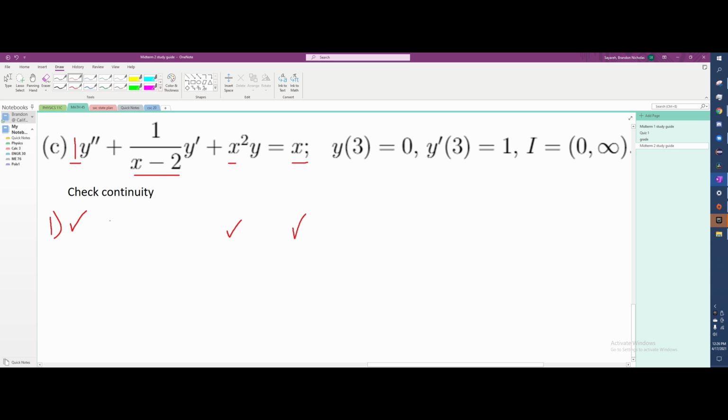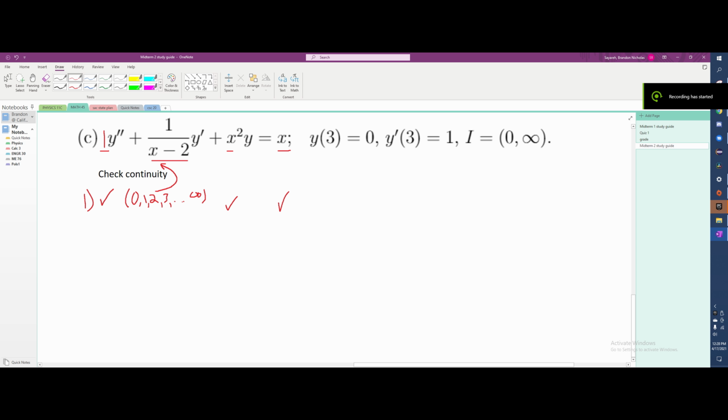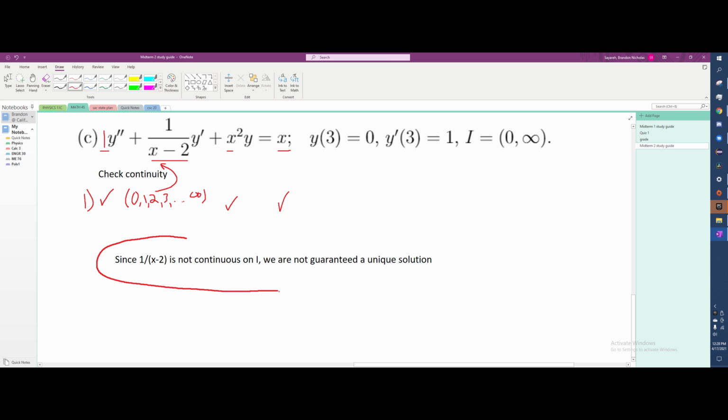If our interval is from 0 to infinity, this includes 2. So if we write it like this, we can see that 2 is in our interval. If we plug in 2 here, we get 1 over 0, which is not continuous. This means we are not guaranteed a solution. And we can write it out like this. So this will be our answer. Since 1 over x minus 2 is not continuous on I, we are not guaranteed a unique solution. It fails the first test, which means we are not guaranteed a solution.